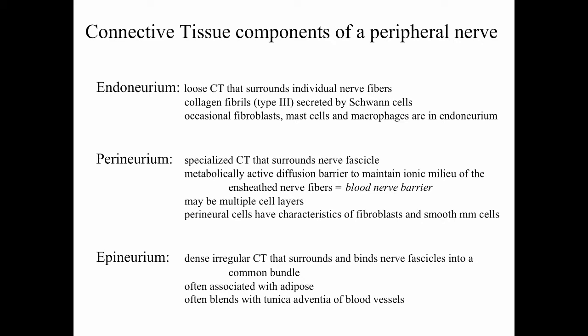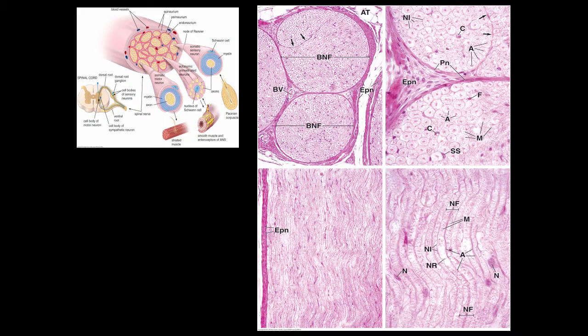So if you had an anatomically identified nerve that you would, say, pick up with your forceps during a dissection, the connective tissue surrounding that anatomically named nerve would be the epineurium. The epineurium is often associated with adipose tissue, and it will often blend in with the tunica adventitia of blood vessels. Remember that in your anatomy dissections, oftentimes nerves and blood vessels ran together.